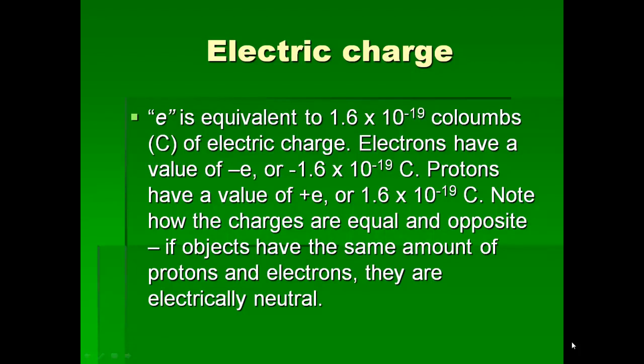If we want to know the overall charge of an object, all we have to do is count up the amount of charge of its protons and of its electrons and see which one is greater. If they have the same number of protons and electrons, then we'll end up with an overall charge value mathematically of 0 coulombs.